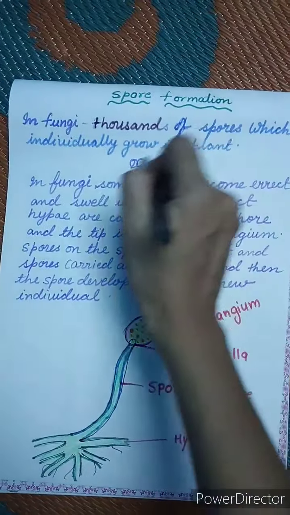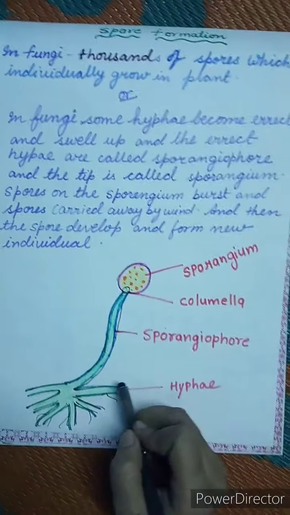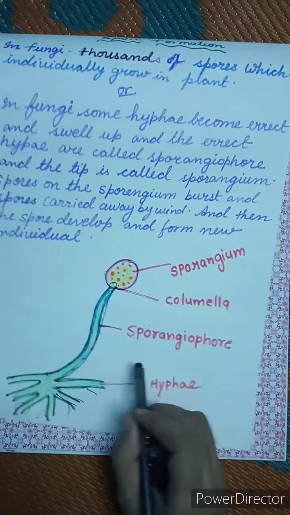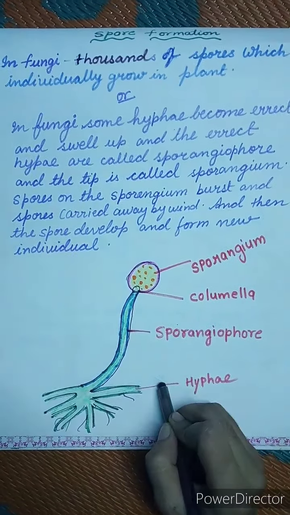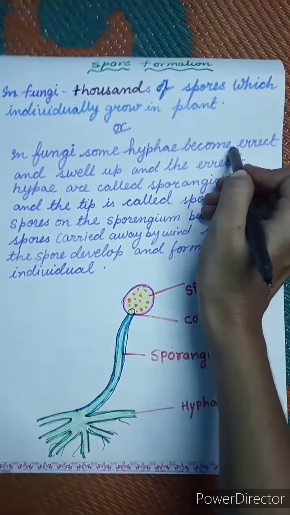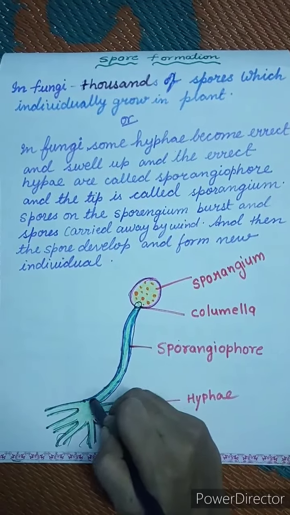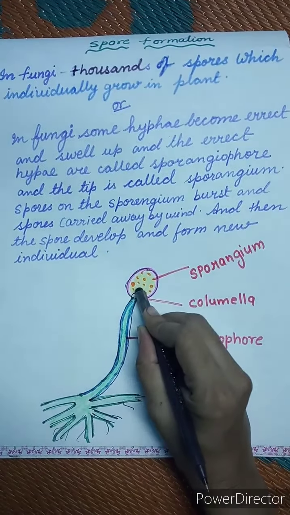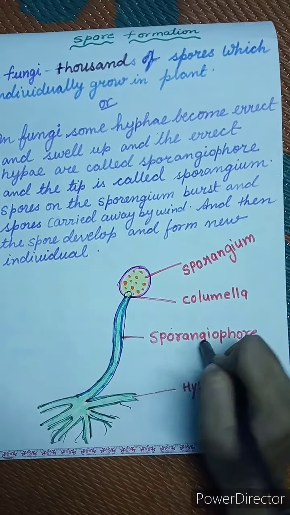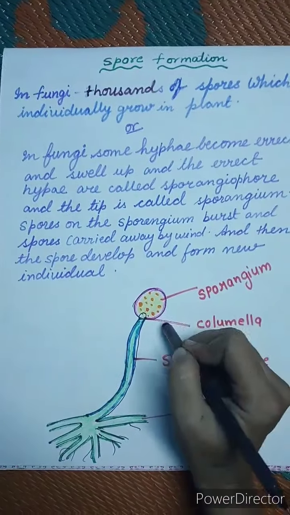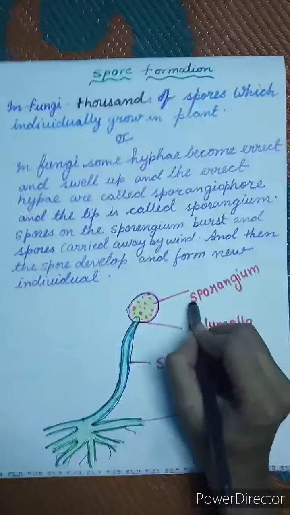To understand these sentences, you have to understand the picture. So children, this is called hyphae. Actually, this is the picture of a fungus. So this part is called hyphae. Some hyphae become erect. So this hyphae is becoming erect. It was a hyphae, now it became erect and swelled up at the tip. This erect part is called sporangiophore, and the swelled part is called sporangium.